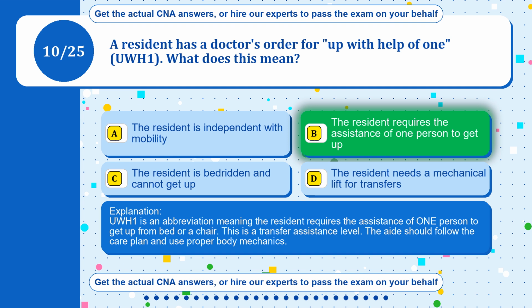UWH1 is an abbreviation meaning the resident requires the assistance of one person to get up from bed or a chair. This is a transfer assistance level. The aide should follow the care plan and use proper body mechanics.